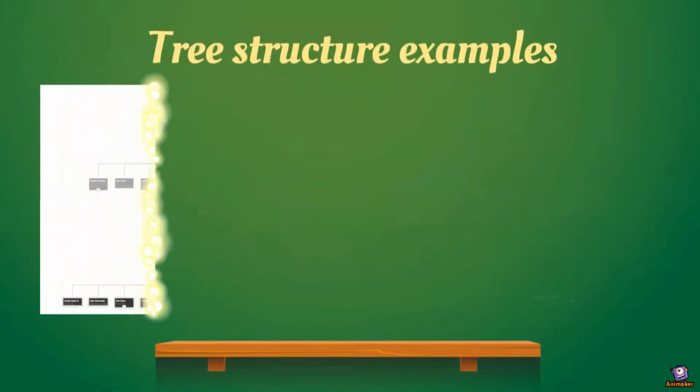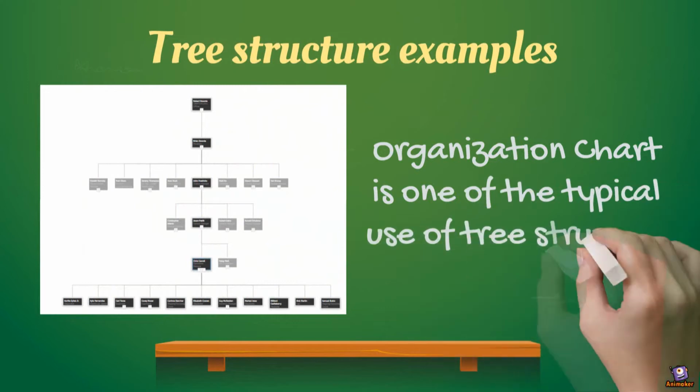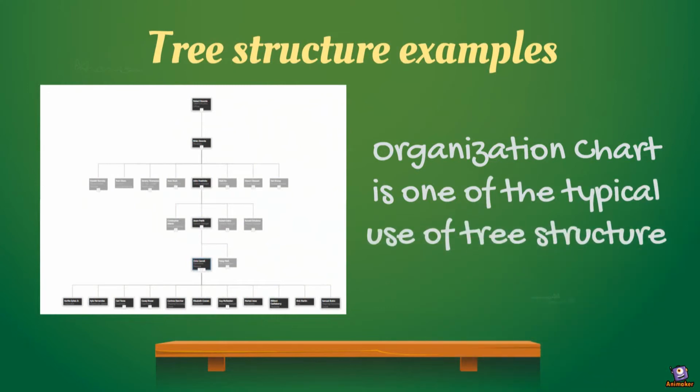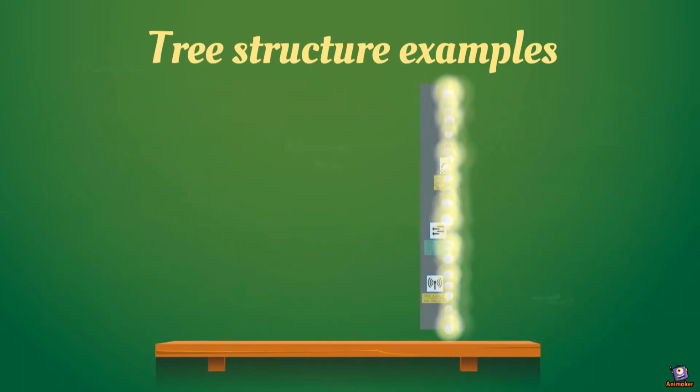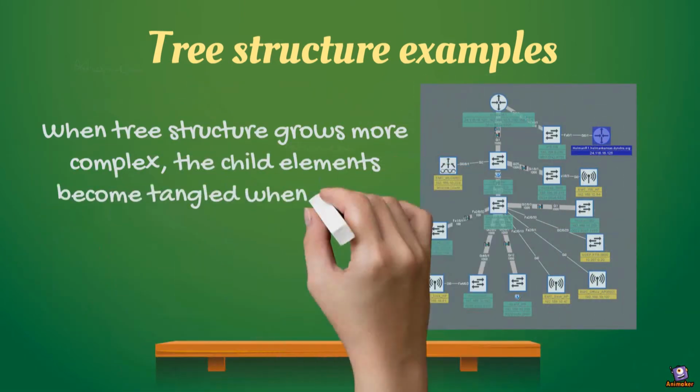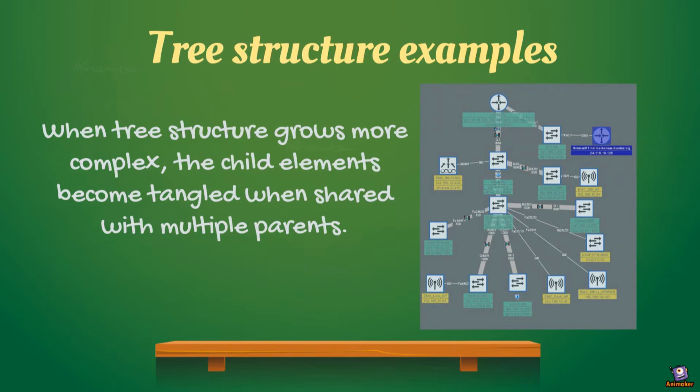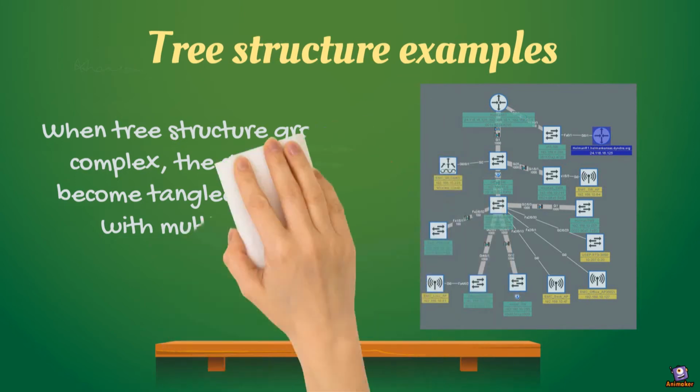The first example I picked is the organization chart, and this is a typical use of tree structure. My company has about 1,000 employees. In this case, the tree structure can represent each position effectively. The second example is my company's network topology tree view, generated by Cisco Network Assistant software. When a tree structure grows more complex, the child elements become tangled when shared with multiple parents.